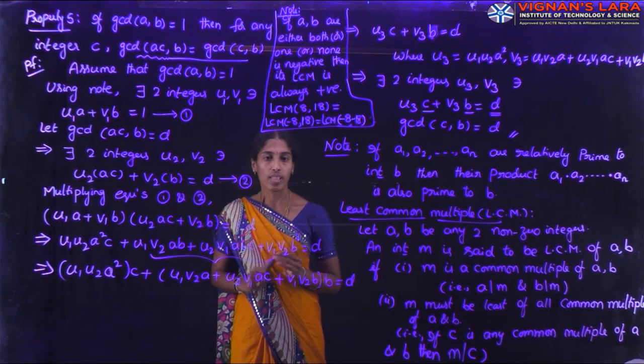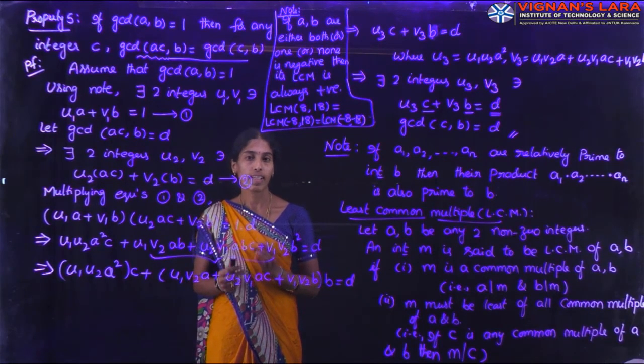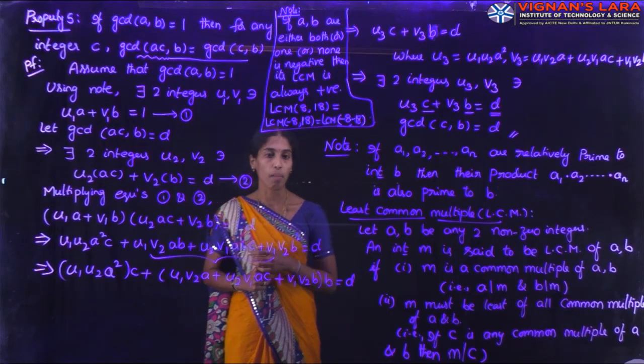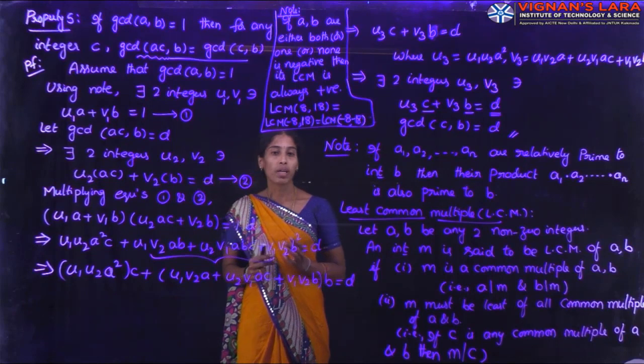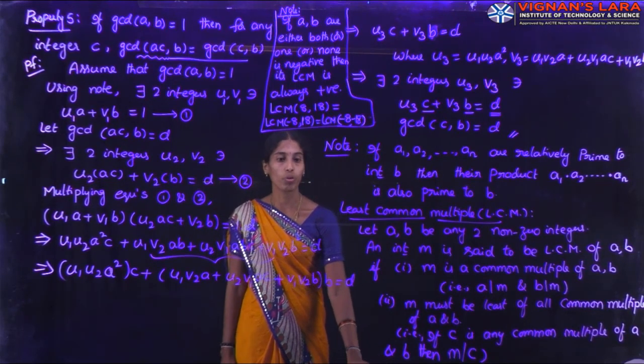Next, we will see the relation between GCD and LCM, which is GCD of a comma b into LCM of a comma b is product of a and b. So whenever we multiply GCD and LCM, it is nothing but product of those two numbers.